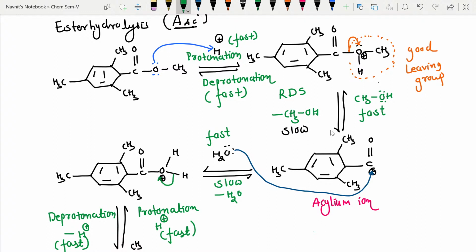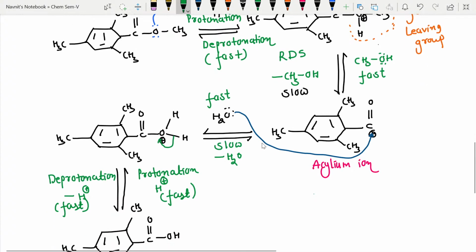So the formation of the acylium ion from this protonated ester is the rate-determining, slow step. Now what happened in the next step? The water molecule attacks this positively charged carbon and gives the protonated acid. This is nothing but the protonated acid.